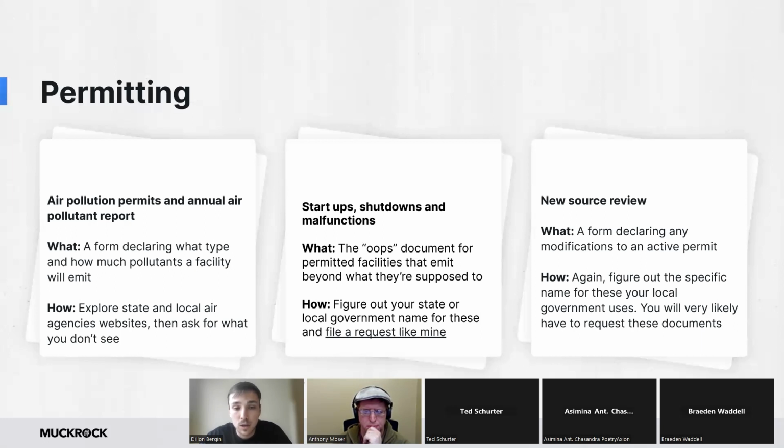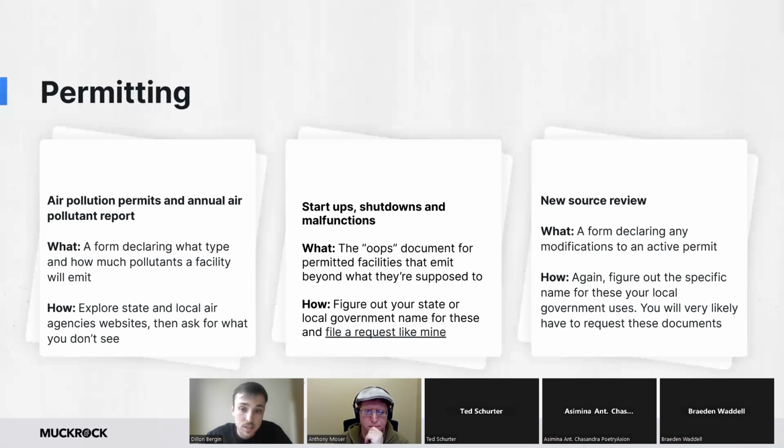Again, you may have to really do the elbow grease work to get these types of documents or this data from your local government. But if there are air pollution permits and annual pollutant reports in your area, startup shutdowns and malfunctions may also be a type of document or form that facilities with permits have to fill out.